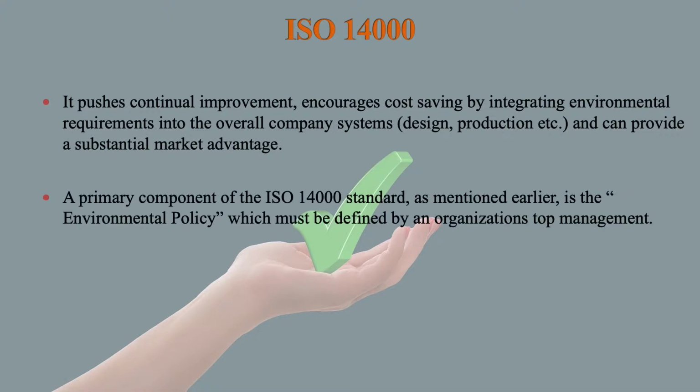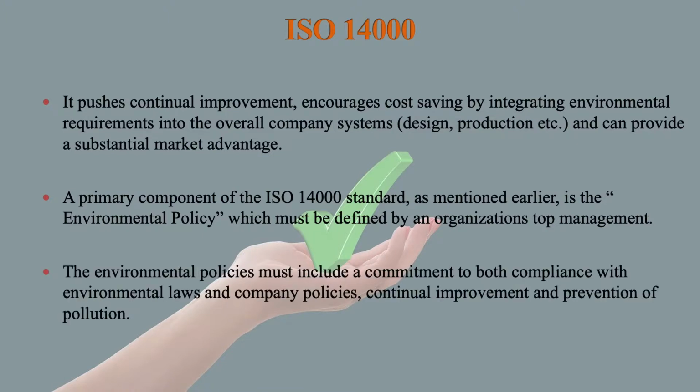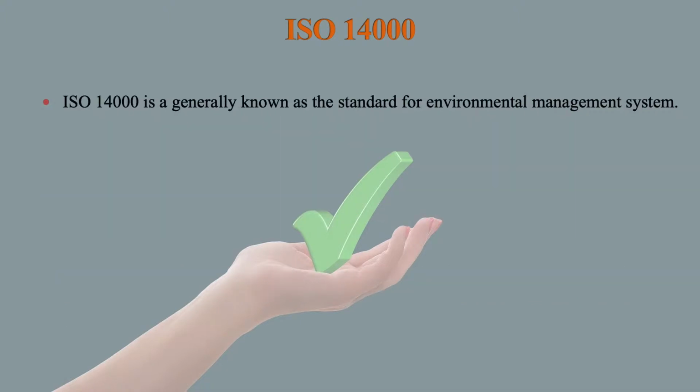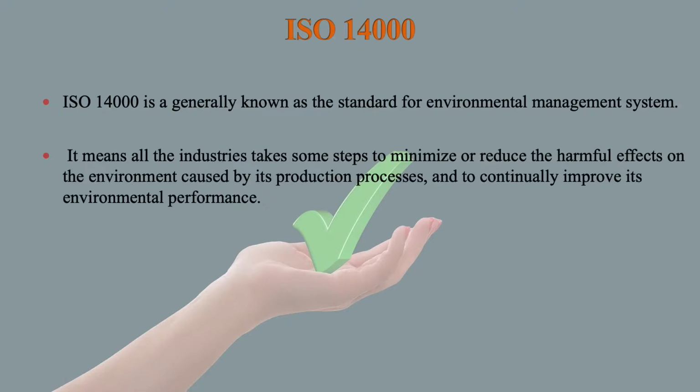A primary component of the ISO 14000 standard, as mentioned earlier, is the environmental policy, which must be defined by an organization's top management. The environmental policies must include a commitment to both compliance with environmental laws and company policies, continual improvement and prevention of pollution. ISO 14000 is generally known as the standard for environmental management system. It means all the industries take some steps to minimize or reduce the harmful effects on the environment caused by its production processes and to continually improve its environmental performance.